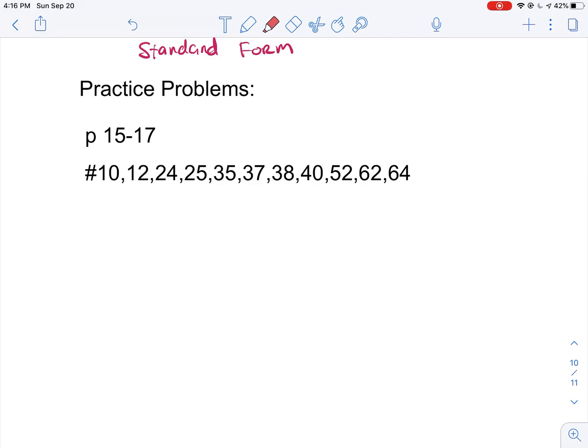Okay, so that pretty much sums up everything we need to know from 1-2 and 1-3. And I ask that you attempt these practice problems in your notebook and check your answers to the answer key online.